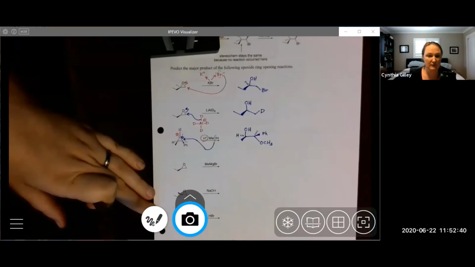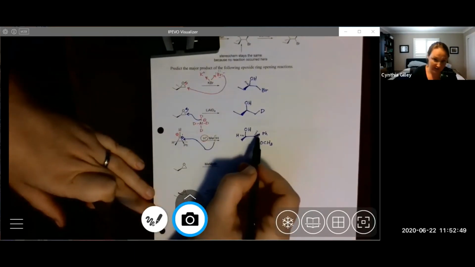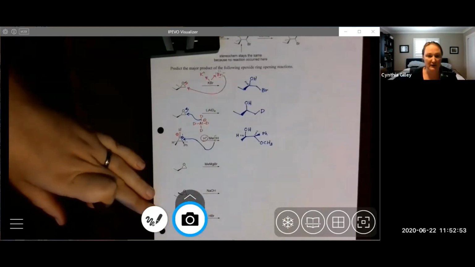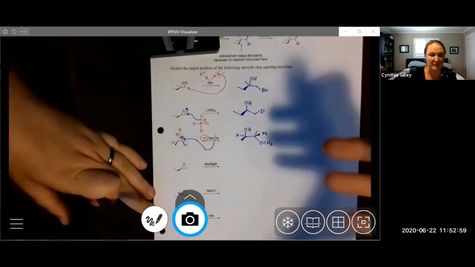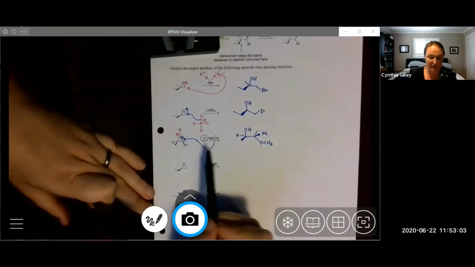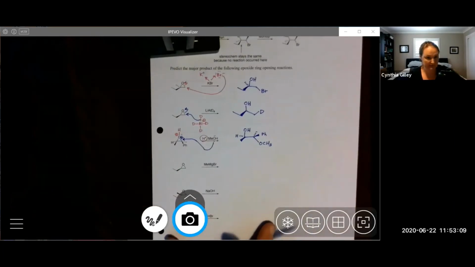So is that okay? Does that make sense? In this case, if you want to keep the wedge and the dash as they are, then it's important to draw the nucleophile down here. If you had drawn it up here, you would need to switch these. Essentially, you're flipping it over. It's easiest if you just follow that.